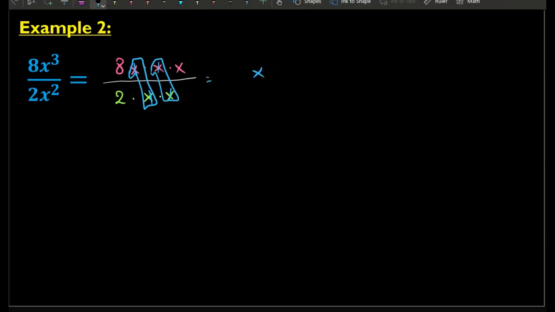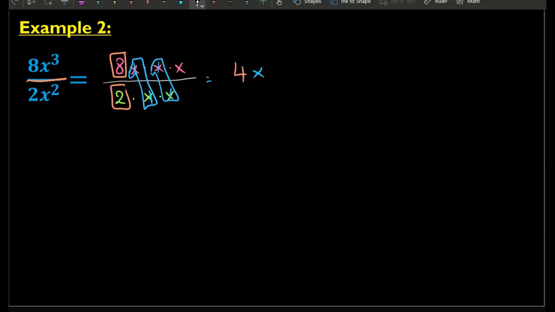Now what happened with the big number, the coefficient? It's the same thing as last time. I'm going to ask you what kind of operation we are working with. This time we are dividing, so we just go ahead and divide 8 by 2. 8 divided by 2 is 4. So the answer is 4x.